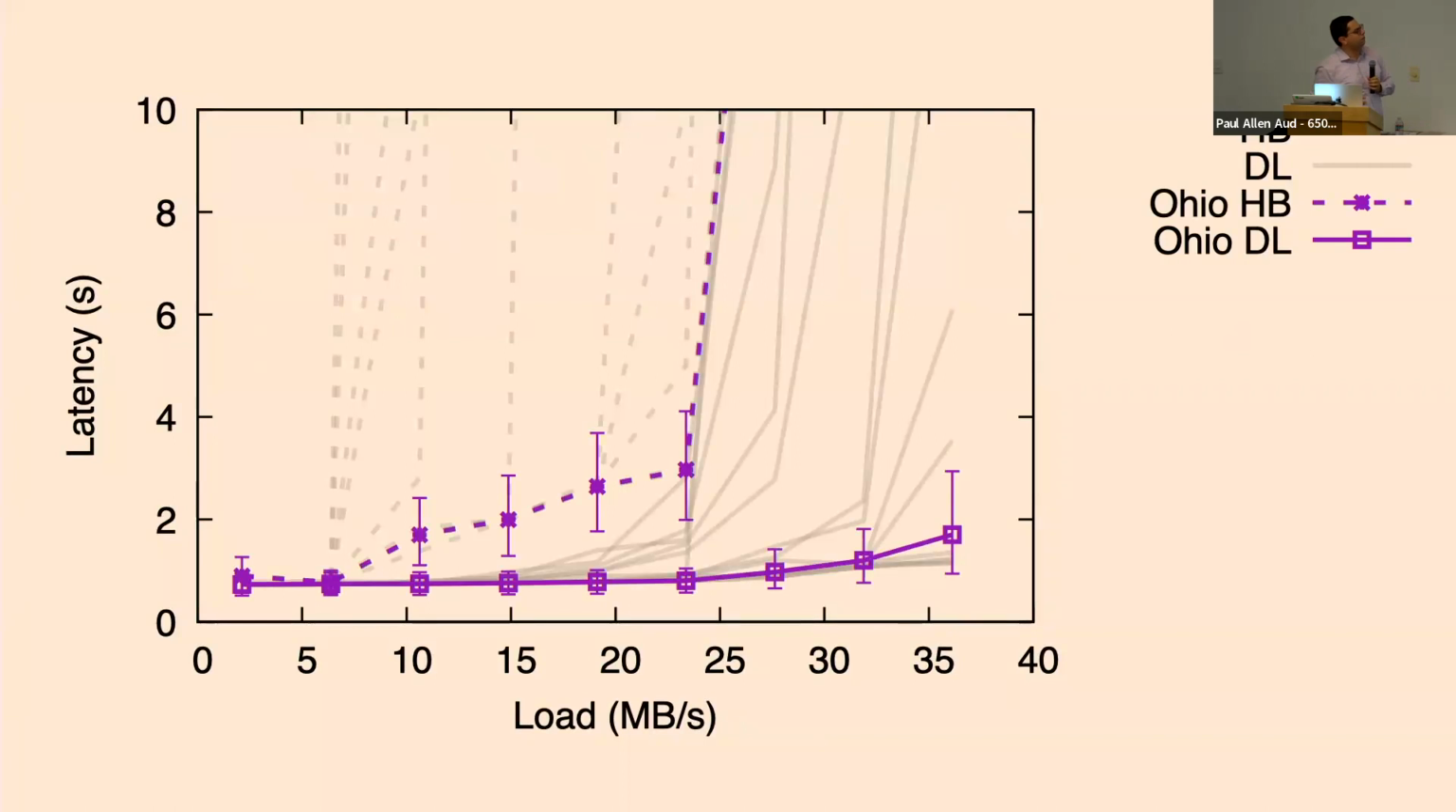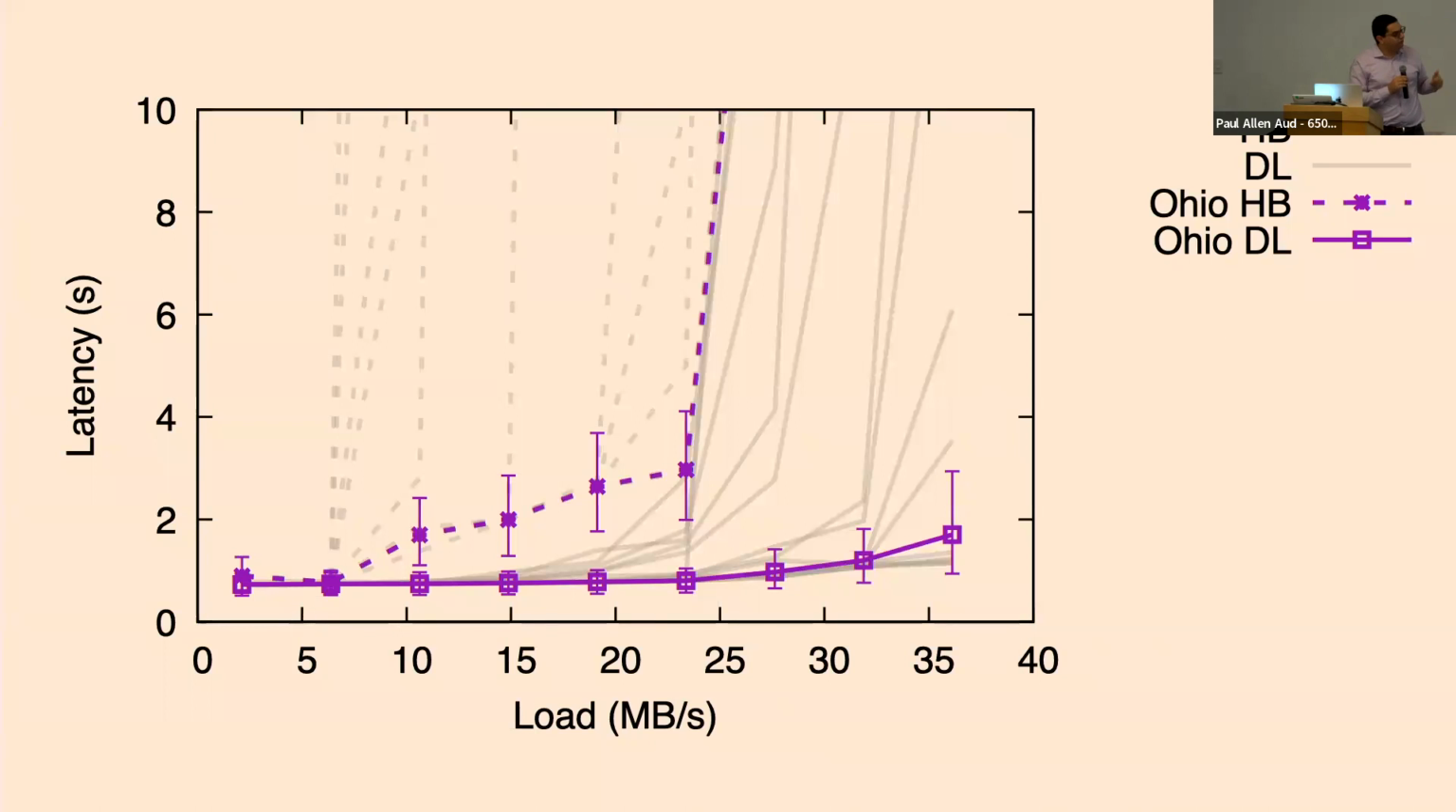Let me show you one of these nodes. This is, say, this node in Ohio. You can see that with DispersedLedger, we can go up to higher levels of load. We saw that the system has more throughput. But even when we're in the stability regime of Honeybadger, we get much more consistently low latency.